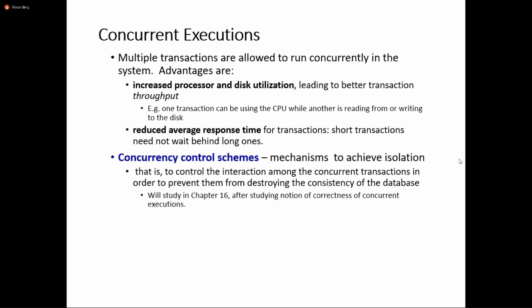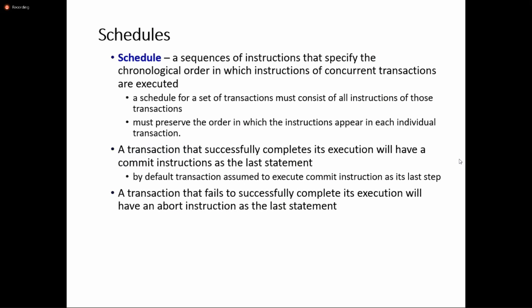After studying the notion of concurrent execution, we come to concurrency control, where we have many mechanisms. You can lock the database and do the transaction, then release the lock so another transaction can do its work. That's how we make concurrency control.